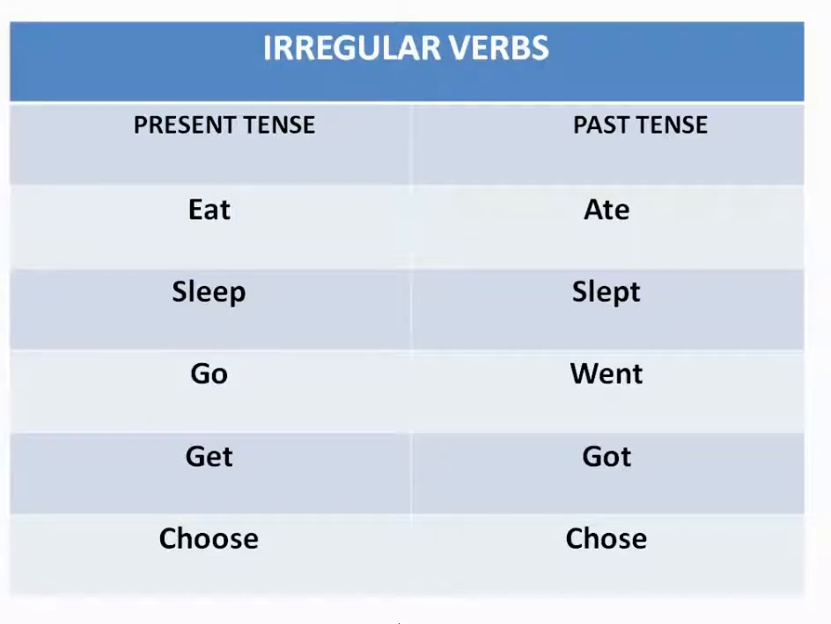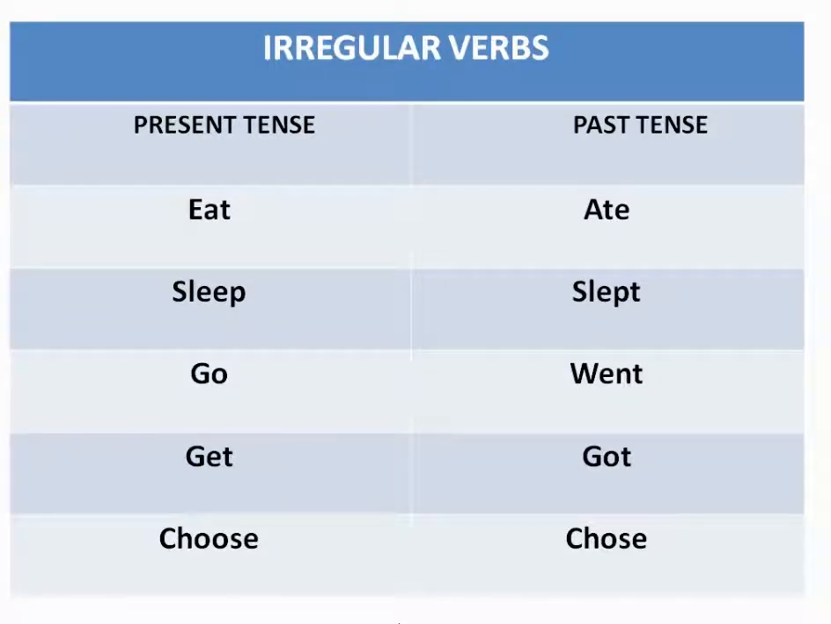For example: eat, ate; sleep, slept; go, went; get, got; choose, chose. So you can see that all five verbs are changed into the past tense in an entirely different manner. Not even a single verb has the same form or pattern if we compare it with the other verbs. So we just have to memorize and learn all the verbs, their past tense and their past participle, because they are all different and there is no specific pattern to learn.